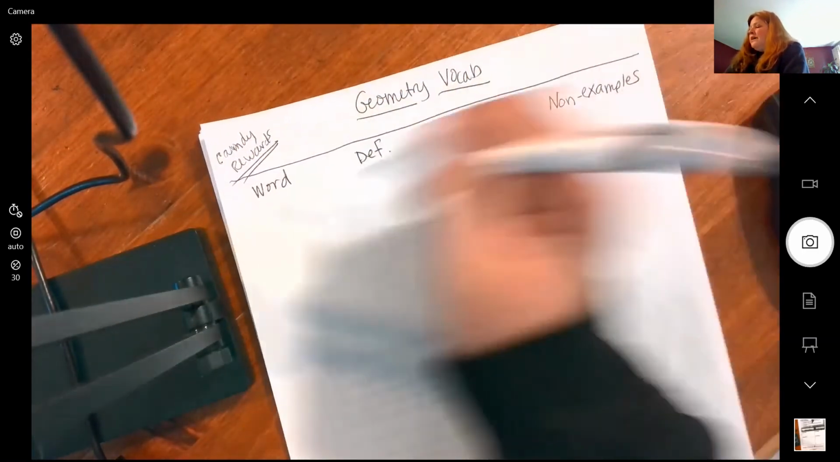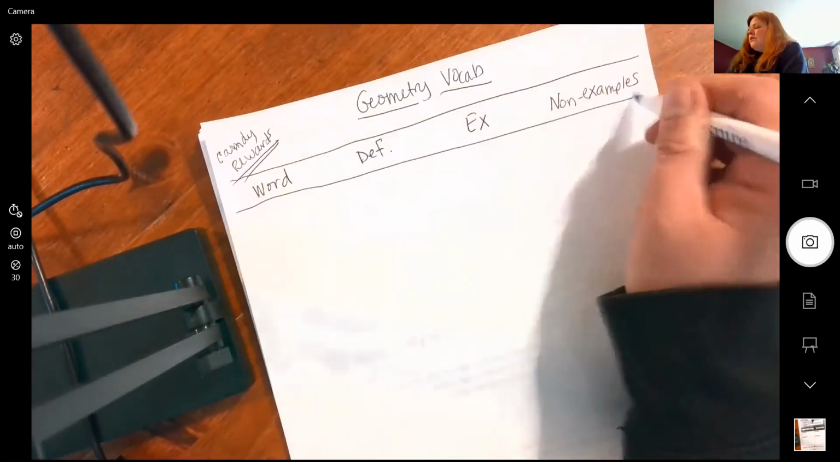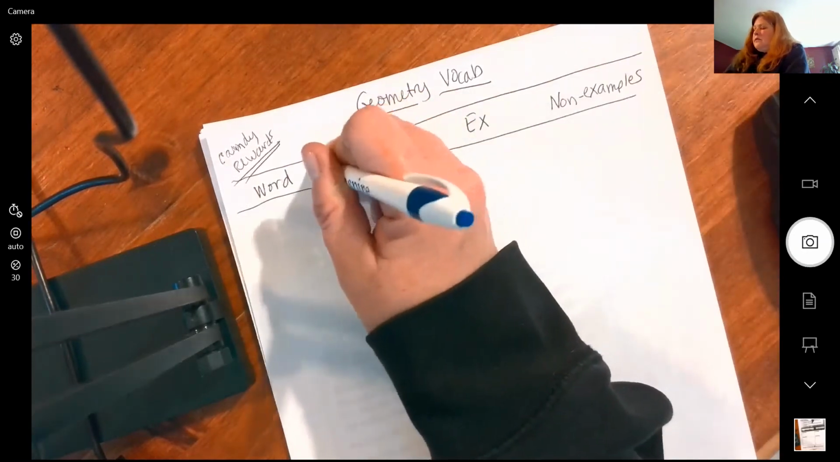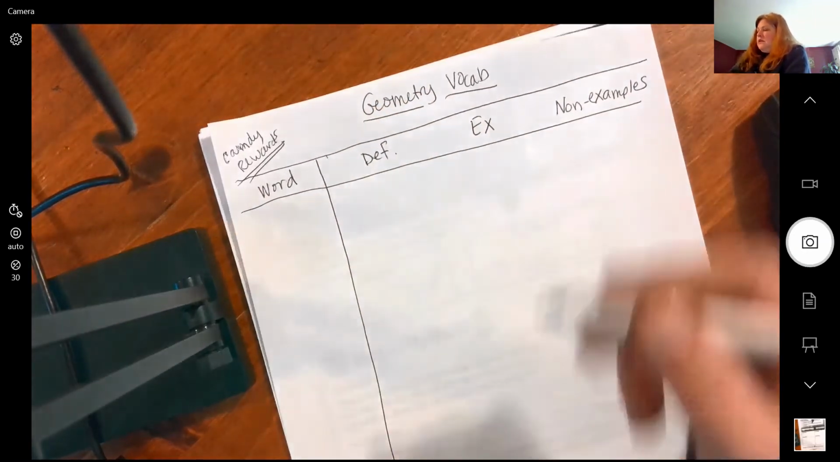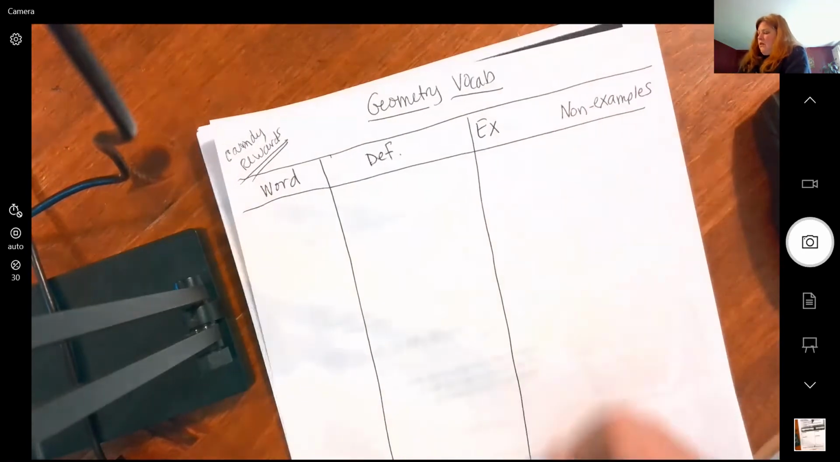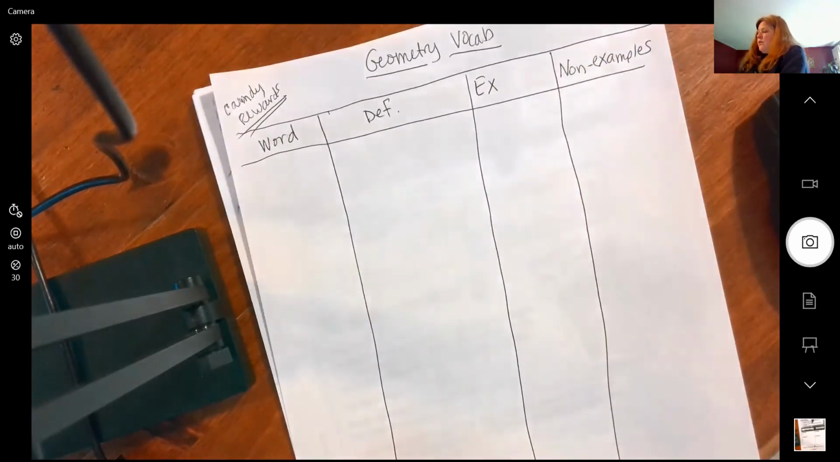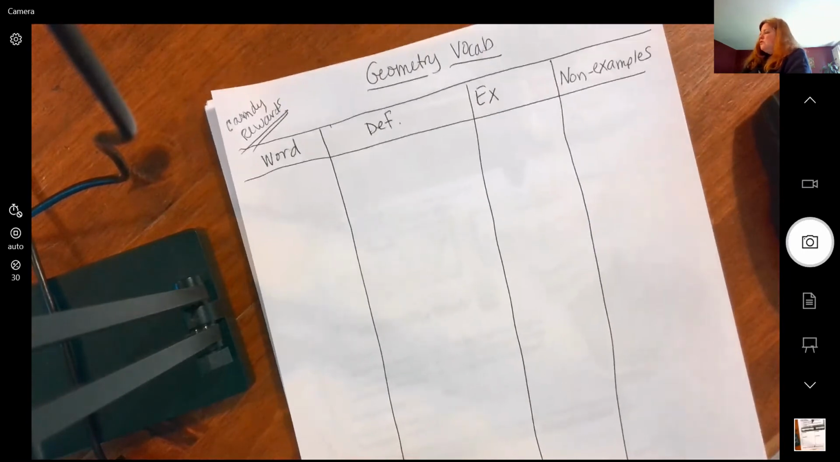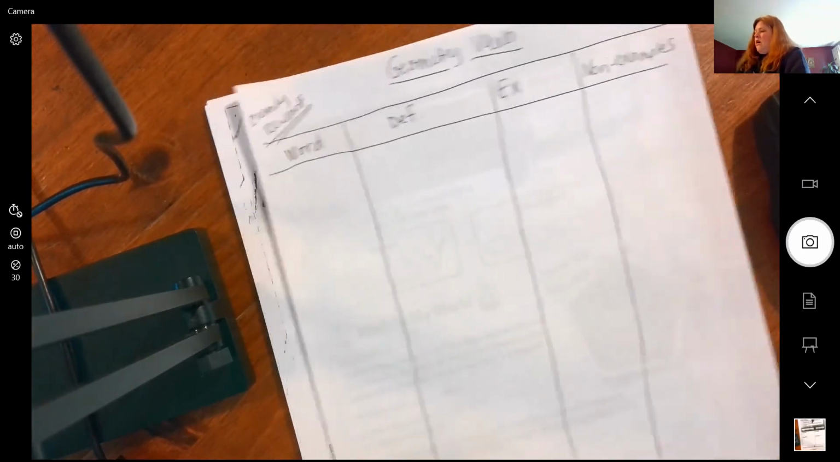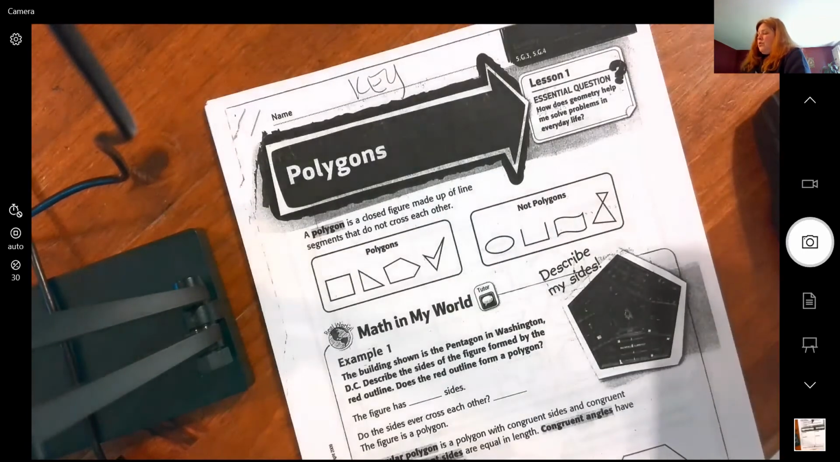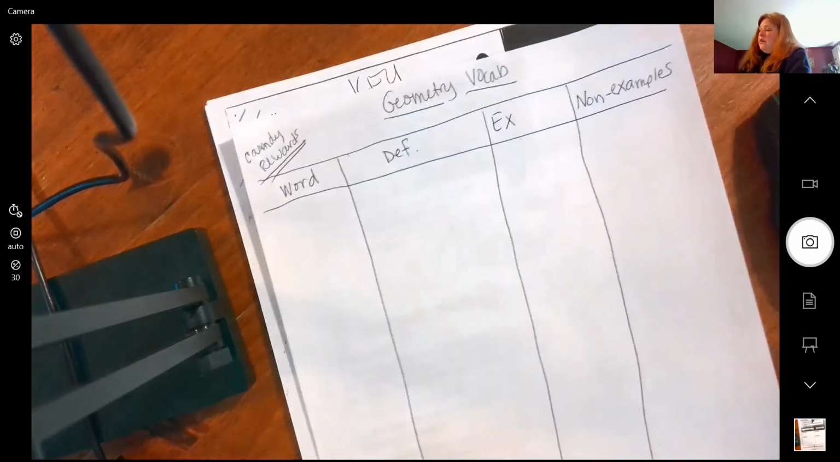Now, if we were in class, we'd be doing all kinds of sorts and sticky activities, but we just can't do that online. And we would have definitely made a vocabulary chart, so we might as well just do what we know to do. All right, so our words today, we're going to start with a polygon.